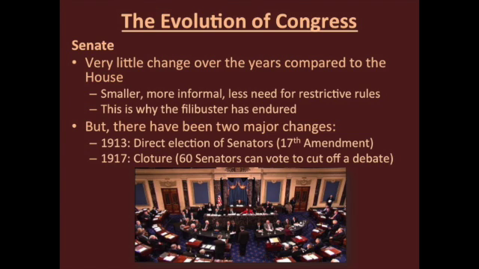So that will do it for today. Again, this is just intended to be a very basic introduction as to how Congress works, and we will go over much more of the ins and outs of how Congress operates over the course of this unit.